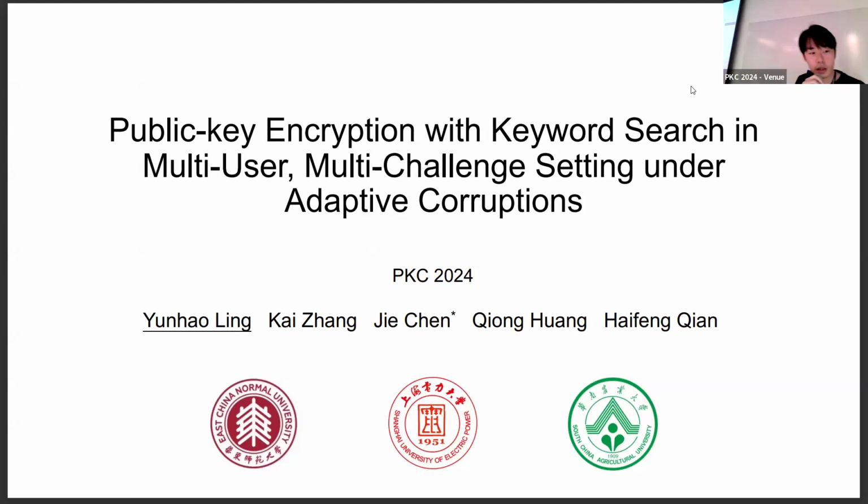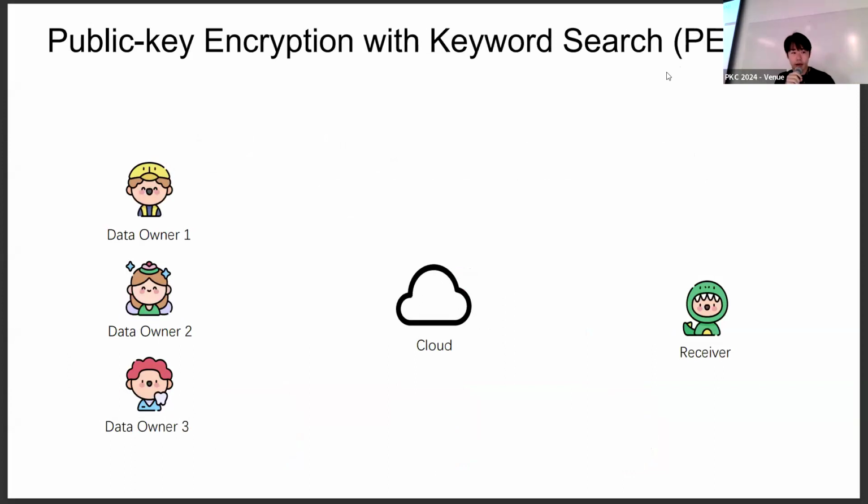Thank you. I'm going to talk about public key encryption with keyword search in the multi-user setting. This work is done by Yun Haoling, Hai Zhang, Jie Chen, Chong Huang, and Haifeng Qian. We start with public key encryption with keyword search, PEKS for short. There are three parties: many data owners, the cloud, and a receiver. Any data owner can share data with the receiver through the cloud.